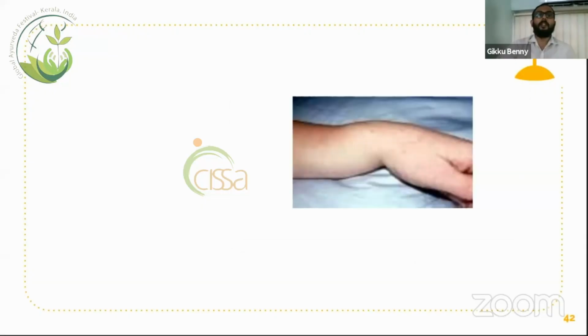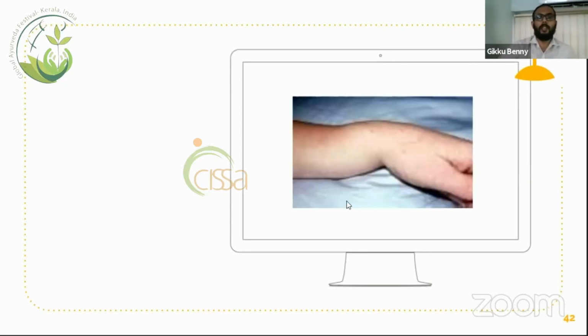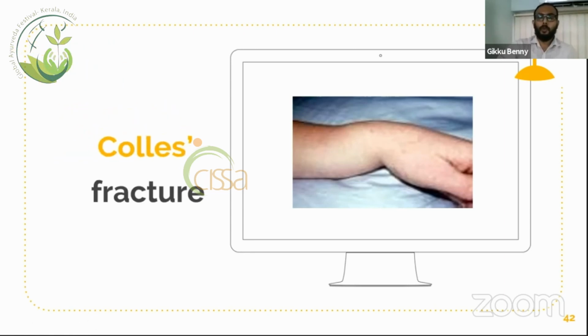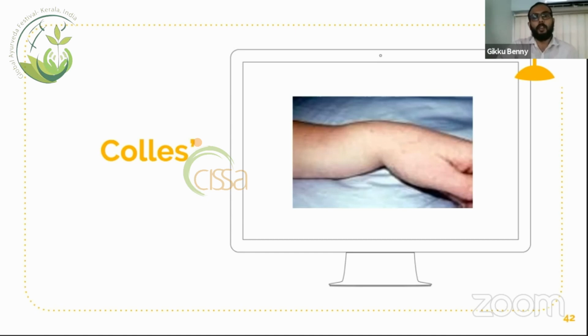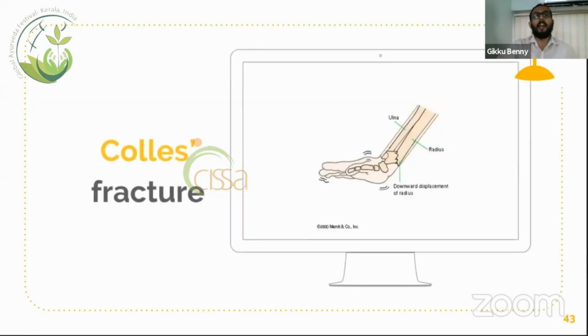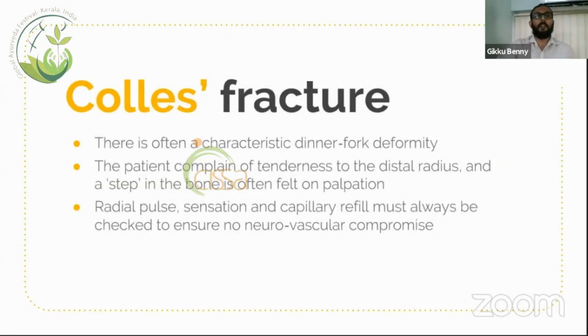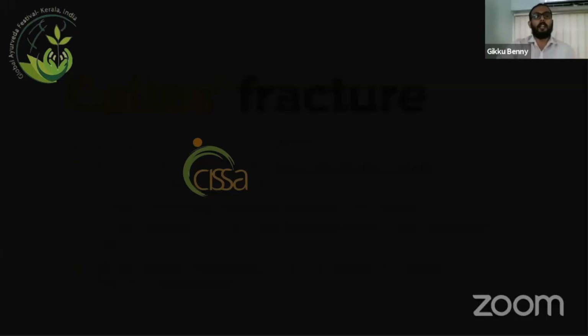Coming to wrist Colles fracture, the commonest cause of Colles fracture is a fall on an outstretched hand, and it is very common in females above the age of 40. Here we can see the dinner-fork deformity. The Colles fracture is a fracture within 2.5 centimeters of the distal end of radius with a characteristic deformity called dinner-fork deformity, and the distal fragment displaces posteriorly and laterally. There are two displacements, posterior displacement and lateral displacement.